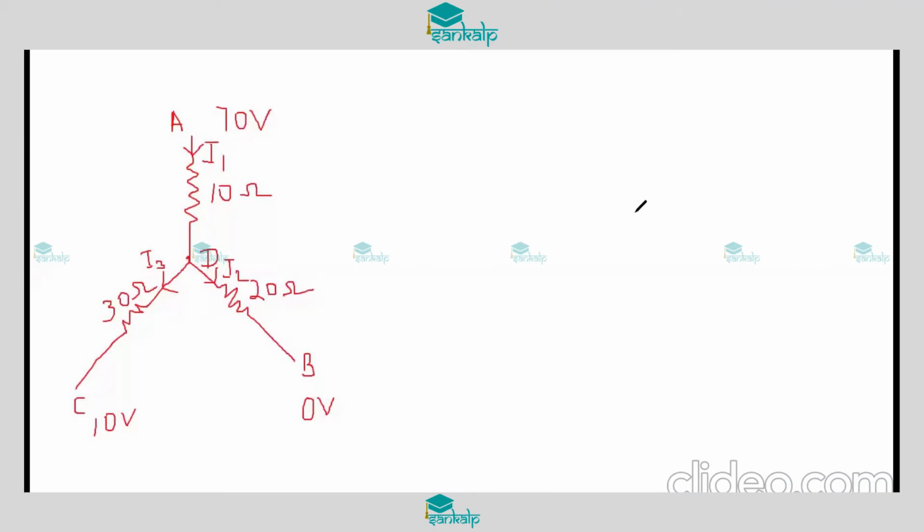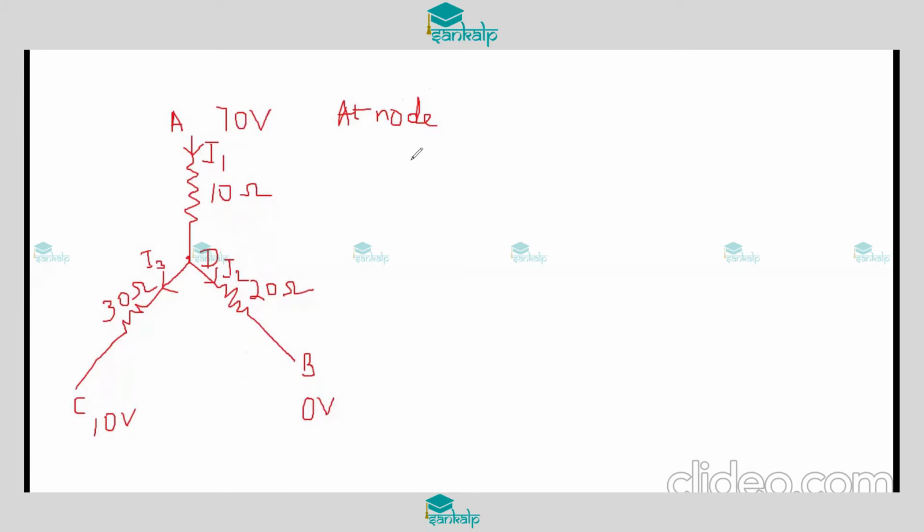Here you can see we have drawn the circuit. I've redrawn that circuit. So this is the point D, from where you have one terminal, and the other terminals are connected. At A we have 70 volt. At B it is 0 volt. At C you have 10 volt. Now we are going to apply this at node D. You know what a node is, right?